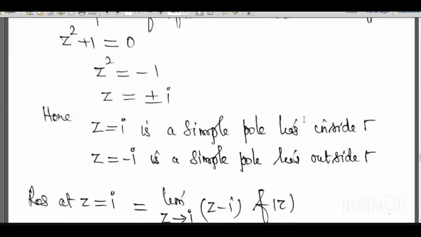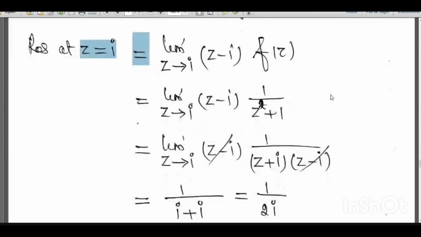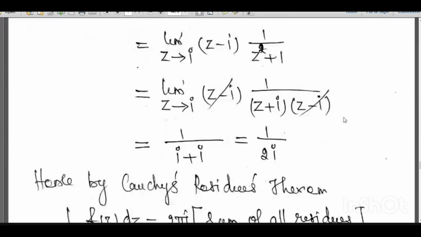So the residue at z equal to i is the limit as z tends to i of (z minus i) times f of z. Here f of z is 1 divided by z squared plus 1, which can be written as 1 divided by (z plus i)(z minus i). The (z minus i) terms cancel, so we get 1 divided by i plus i, which is equal to 1 divided by 2i.